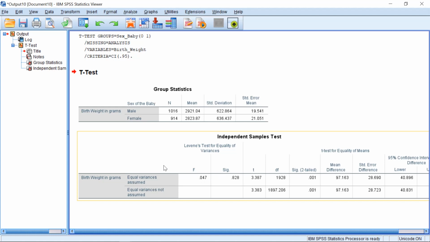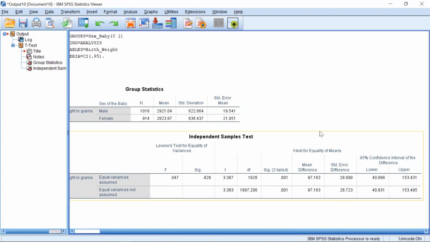This can be justified as we know that the variance is directly related to standard deviation, and here the standard deviations are close to each other. In the t-test part of the second table, we have the significance, which is 0.01. So in this case, we're going to reject the null hypothesis and accept the hypothesis which says there is a significant difference in mean between male and female babies in their weight in grams.